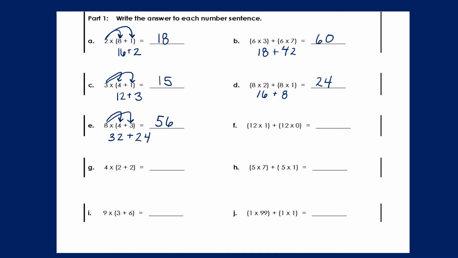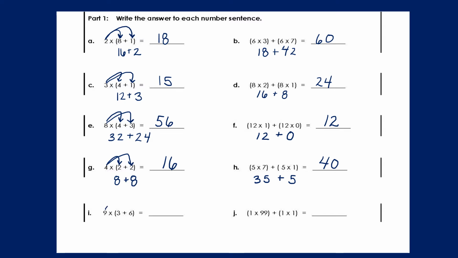12 times 1 equals 12, plus 12 times 0 equals 0, and that gives us 12. I can distribute the 4. 4 times 2 equals 8, plus 4 times 2 equals 8. 8 plus 8 equals 16. 5 times 7 is 35, plus 5 times 1 is 5, which gives us 40.